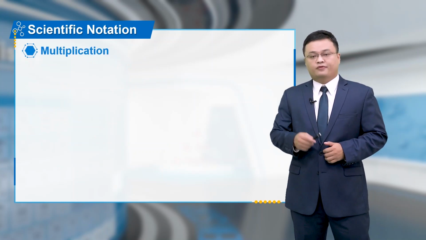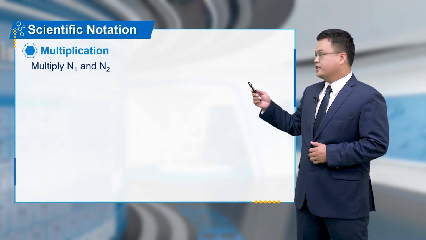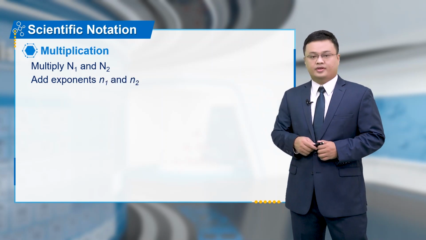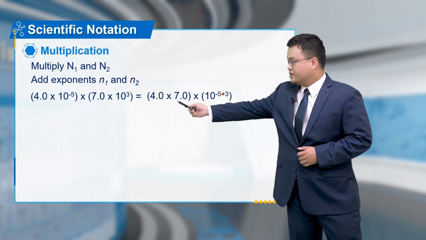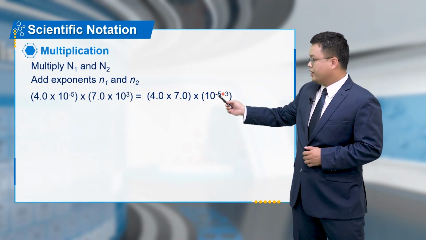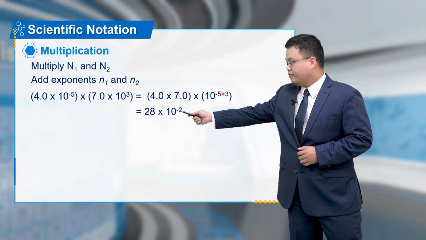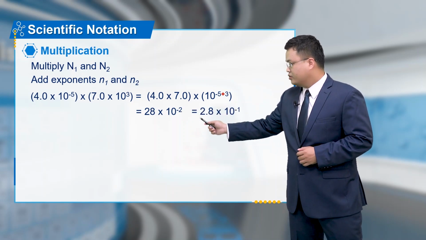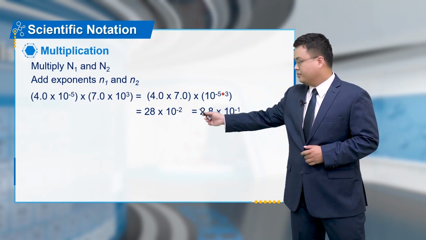For multiplication, the first step is to multiply n1 and n2, and then add the exponents together. For example, 4.0 times 10 to the power of negative 5 times 7.0 times 10 to the power of 3 equals 4.0 times 7.0 times 10 to the power of negative 5 plus 3. The answer is 28 times 10 to the power of negative 2, and therefore 2.8 times 10 to the power of negative 1, because this number is in between 1 and 10.